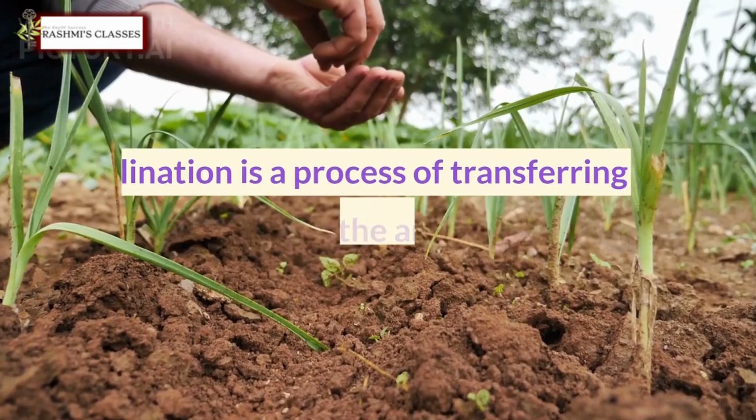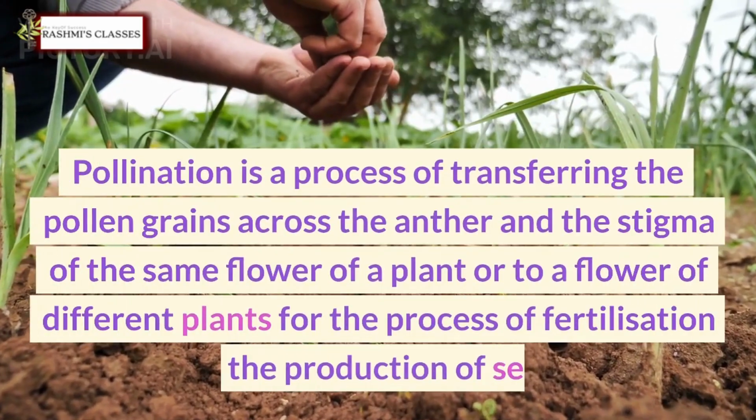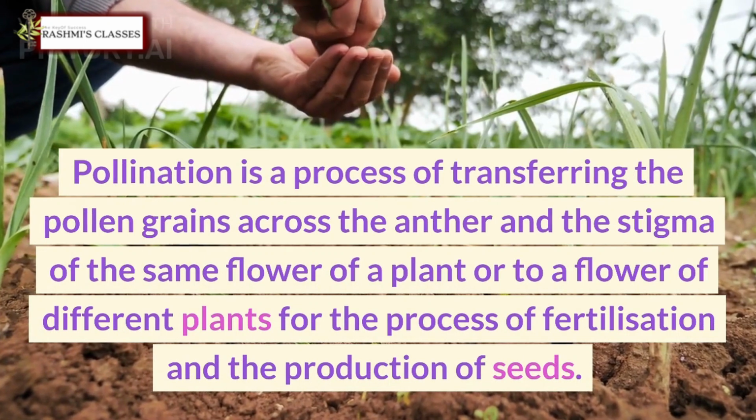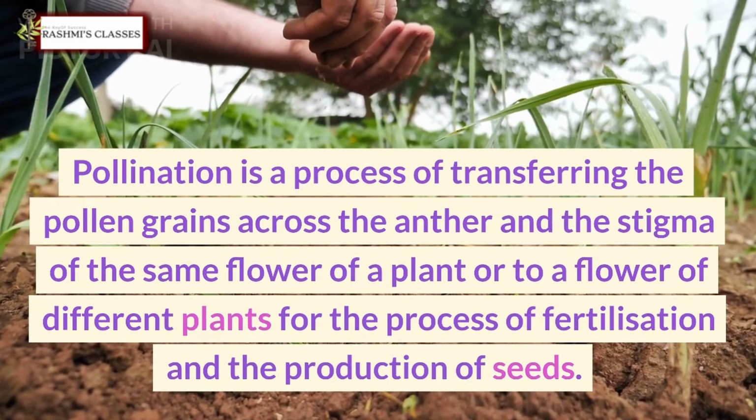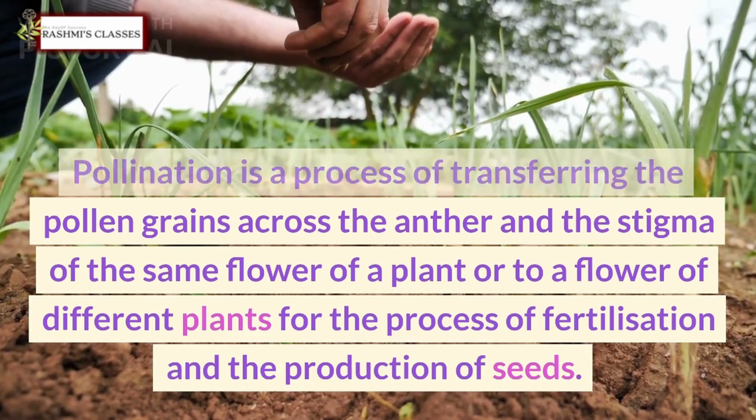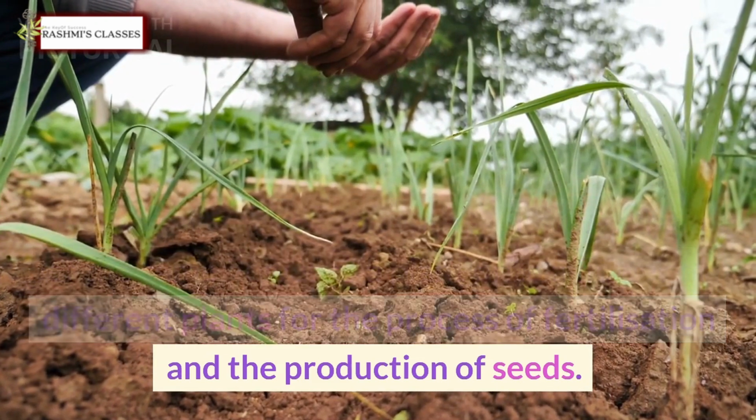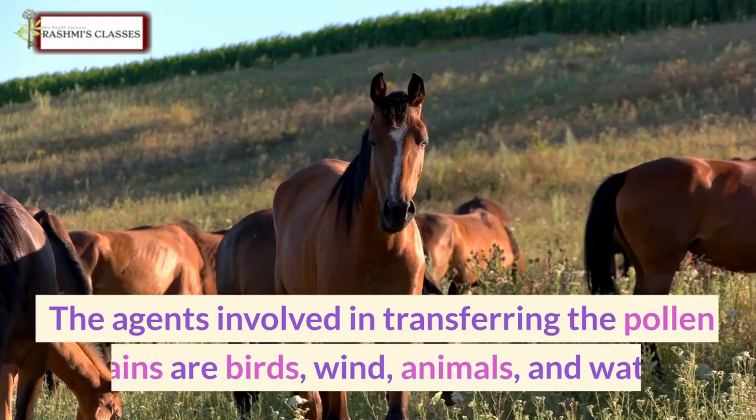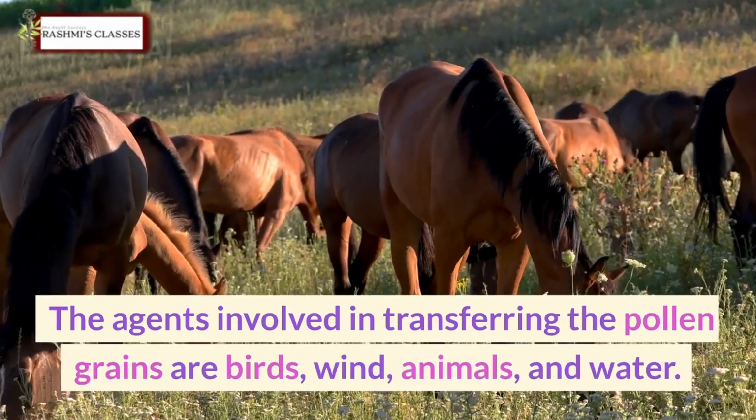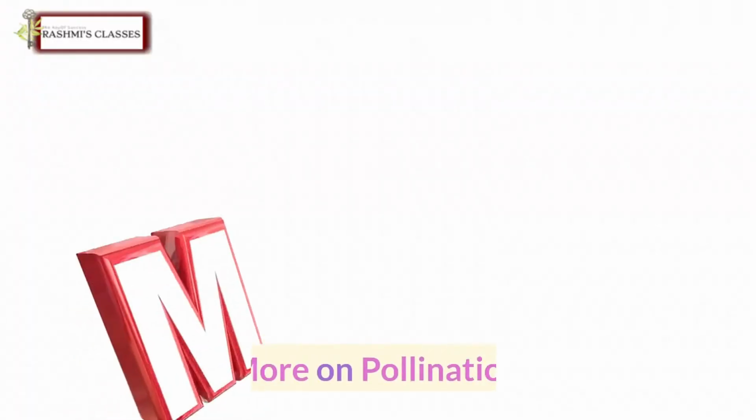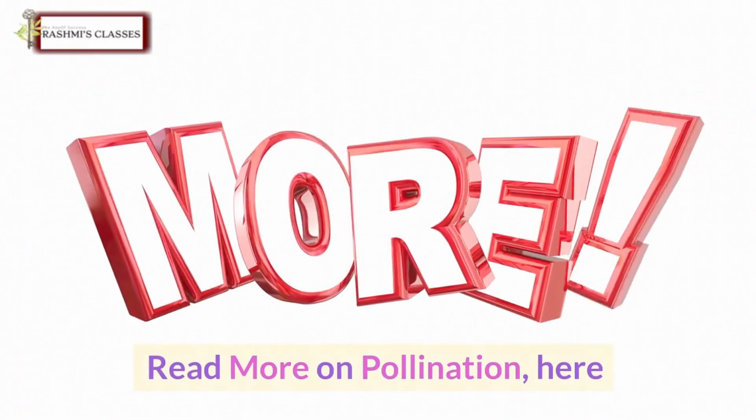Pollination. Pollination is a process of transferring the pollen grains from the anther to the stigma of the same flower of a plant or to a flower of different plants for the process of fertilization and the production of seeds. The agents involved in transferring the pollen grains are birds, wind, animals, and water. Read more on pollination here.